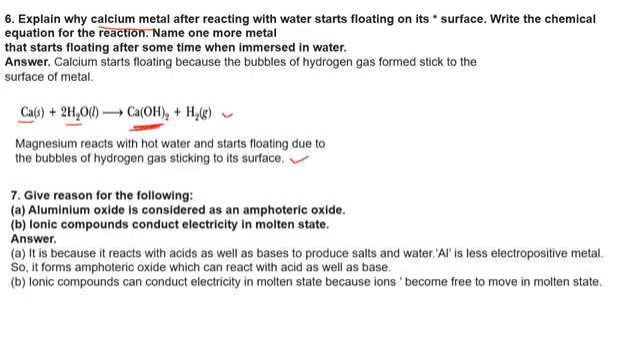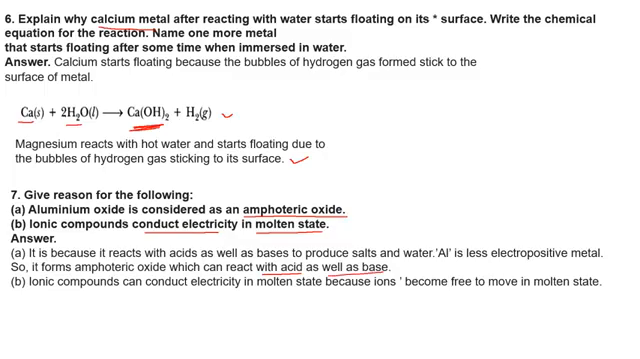Aluminum oxide is considered as amphoteric oxide. Ionic bonds conduct electricity in molten state. Why is it an amphoteric oxide? Because it reacts like a base as well as like an acid. Amphoteric oxide reacts with acids as well as bases.